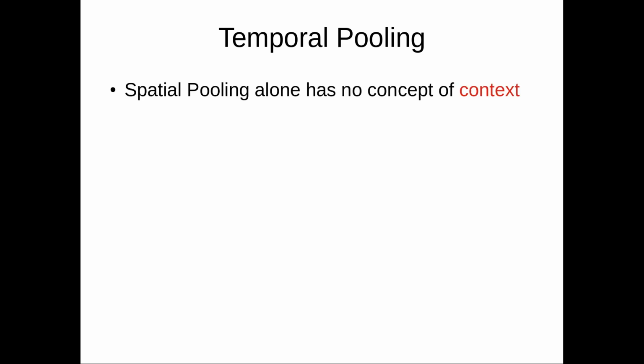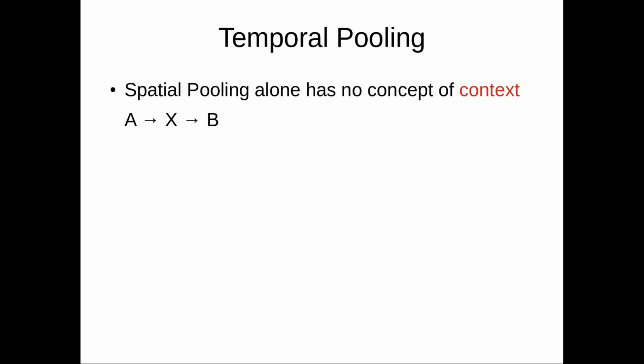Now, you might say this seems kind of redundant. Why do we have these columns when all the cells just fire at the same time? Well, the reason we need this is for temporal pooling, because spatial pooling itself has no concept of context. The same cells fire at the same input every time. Not super useful. So let's say we want to teach our network the following sequences. A leads to X leads to B, and C leads to X leads to D.